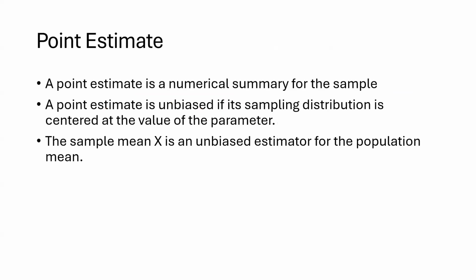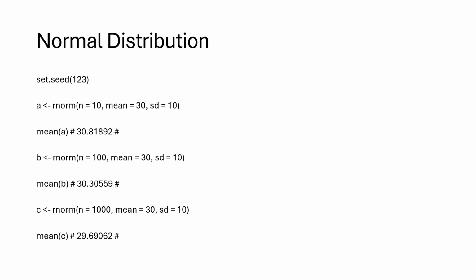Now, on the topic of point estimate, which we'll also be covering in this lecture, a point estimate is a numerical summary for the sample. A point estimate is unbiased if its sampling distribution is centered at the value of the parameter, and the sample mean, x-bar, is an unbiased estimator for the population mean. Now, what this means will become clear as we go through some of the examples that I've set up.